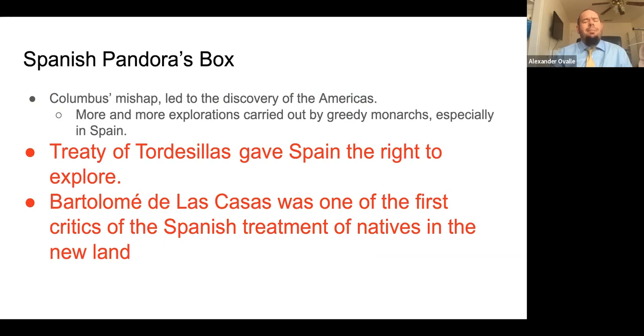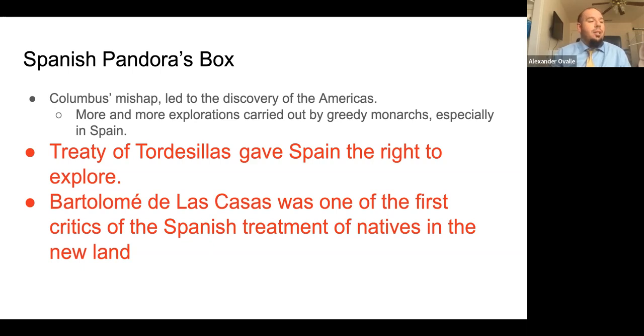All right, Spanish Pandora's box. Through Columbus's mishap, it turned into the discovery of the Americas, or led to further discovery of the Americas, with more and more explorations carried out by the Spanish, the Dutch, the English, the French, especially Spain. These monarchs wanted gold, gold, gold. You have what is called the Treaty of Tordesillas, which gave Spain the exclusive right to explore the new land of America, north, south. You do have an important figure, Bartolome de las Casas, who was one of the first critics of the Spanish treatment of the natives in this new land.